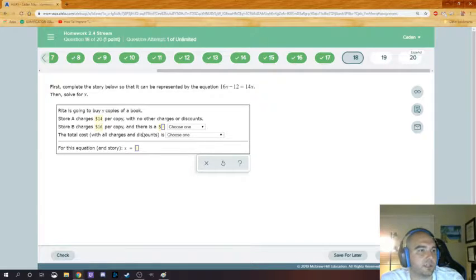Store B charges $16 per copy, and there is a $12 discount because it subtracts 12. So $14 per copy on this, $16 per copy, $12 discount. The total cost with all charges and discounts is the same for the two stores. I get the feeling that no matter how you do these problems, you're going to be choosing the same, right? And then you got to solve it.